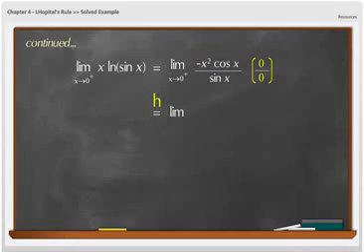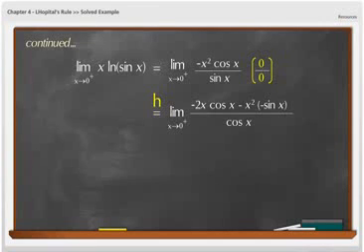Now, when you are applying L'Hopital's rule for the second time, the numerator is going to be the derivative of the first term, minus x squared, which is minus 2x, times the second term, which is cosine of x, minus x squared times the derivative of the second function, cosine of x, which is minus sine of x, divided by the derivative of the denominator, sine of x, which is cosine of x. Rewriting and tidying up your expression, this is going to be minus 2x cosine of x plus x squared sine of x.